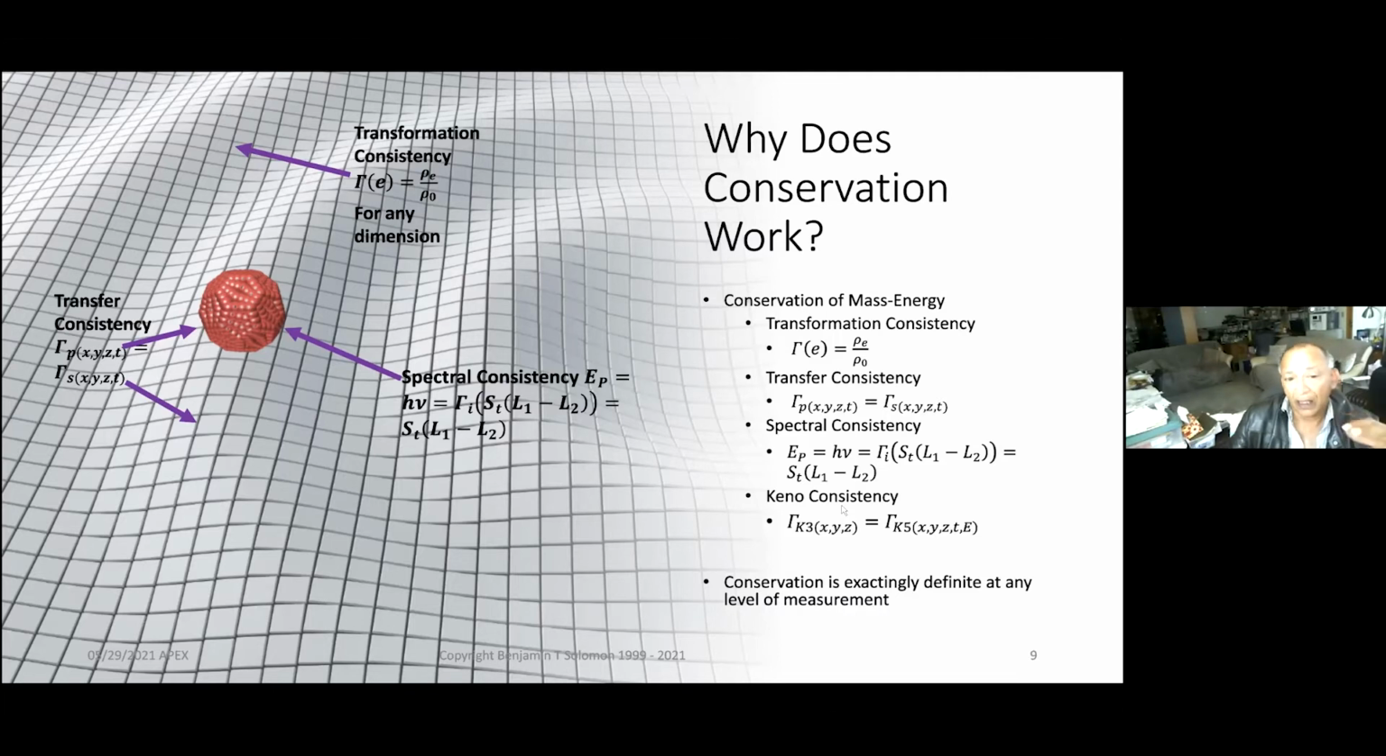That is, if there's a transformation in space-time, there is an equivalent transformation in subspace, or in wet matter. And because of that, we can now say how probabilities work. So conservation is exactingly definite at any level of measurement. That's what I'm saying, and that's what nature exhibits. And in theory, over unity is not possible. But nature has a way out of that.